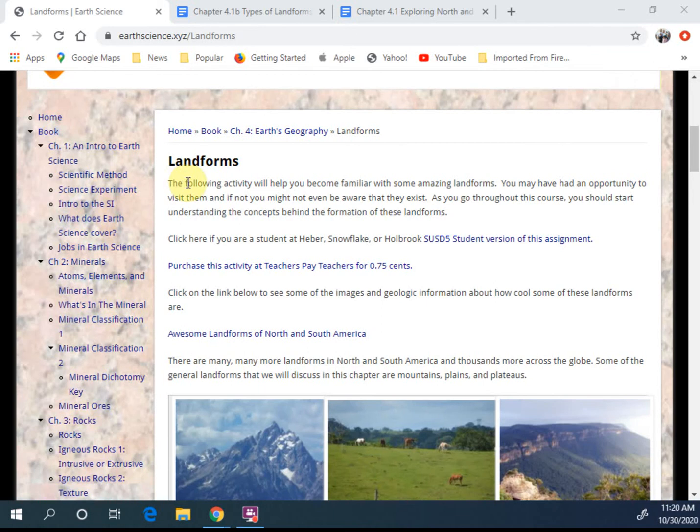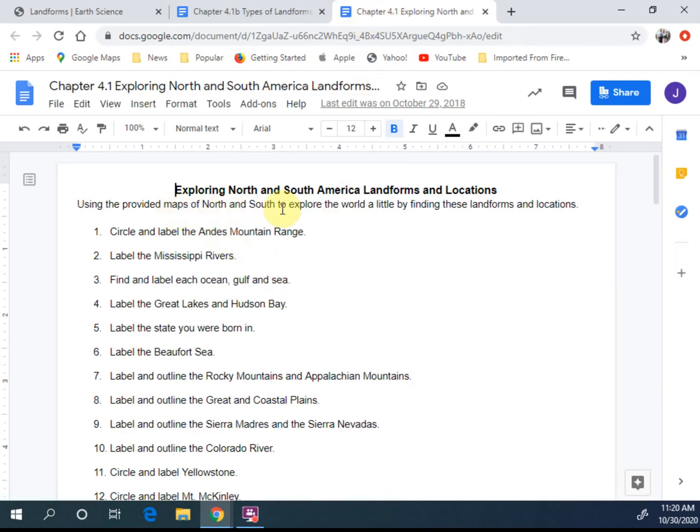Before we even begin to go over the lecture on landforms, I'm going to give you the following activity that will help you become familiar with some of these amazing landforms. You may have had the opportunity to visit some of these places, and if not, you might not even be aware that they even exist. As you go through this course, you should start to understand the concepts behind the formation of these landforms. So the link is found here, or it will be on your student's Google Classroom, and it will be this lab here. You will be exploring North and South America's landforms and their locations.